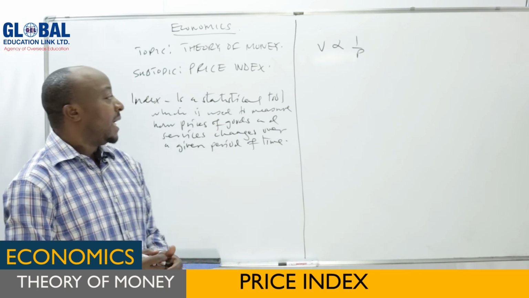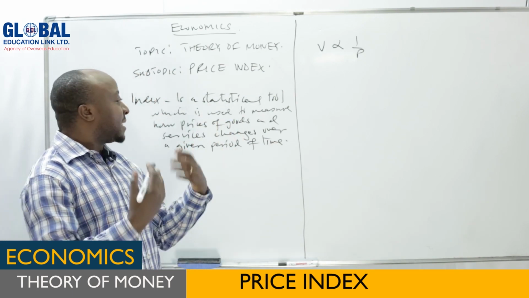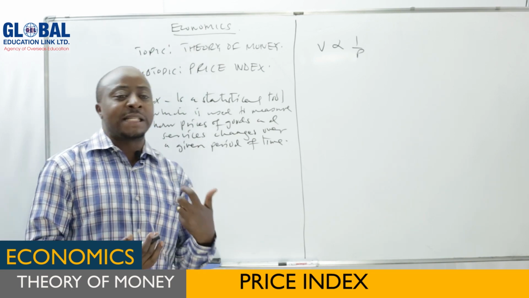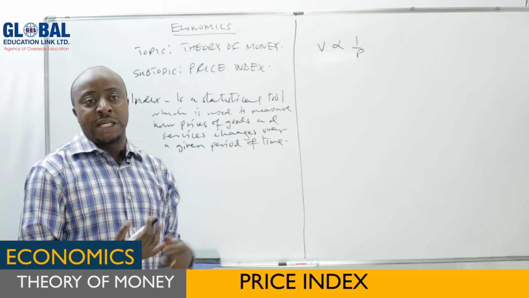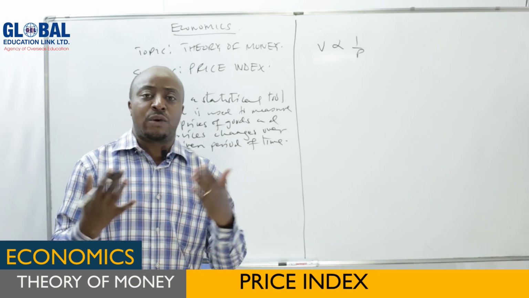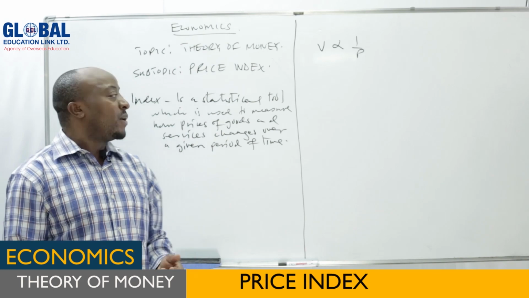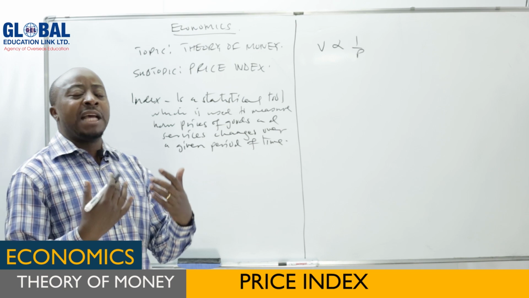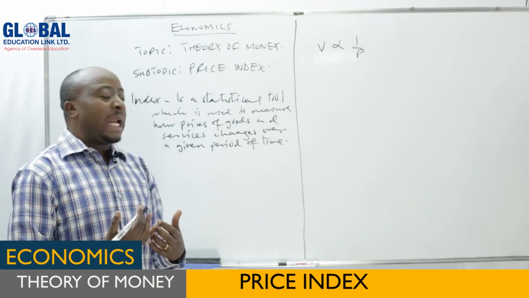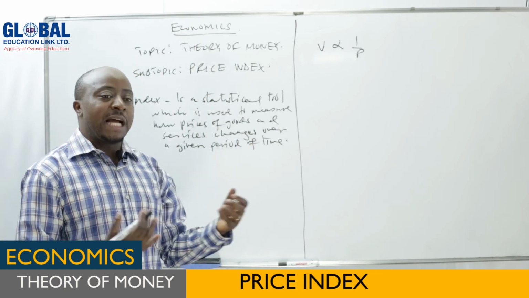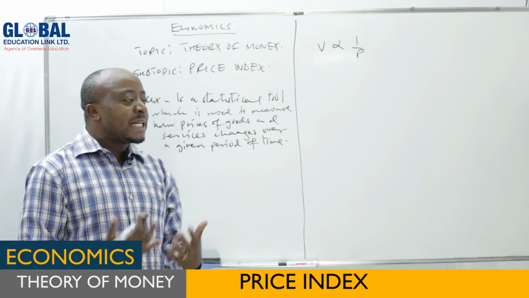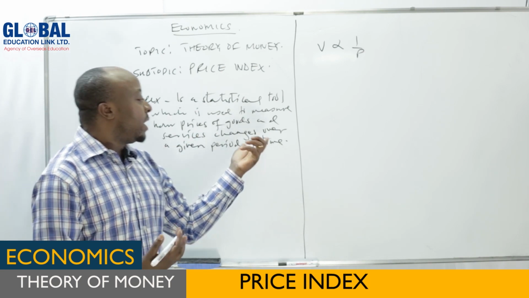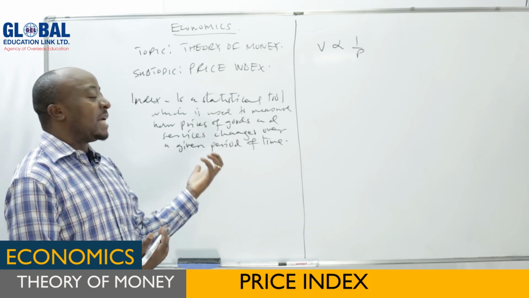So price index is a statistical tool. It is a measure that is used to show how prices of goods and services are changing over a given period of time. It means we have prices for different commodities in the market. We have prices for different goods and services in the market. We expect those prices to change over a certain time. If we want to measure the rate at which those prices are changing, either increasing or decreasing, then the tool which will be used to measure that change is the price index.